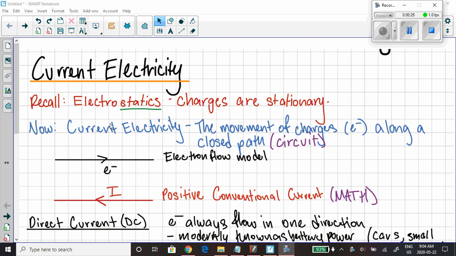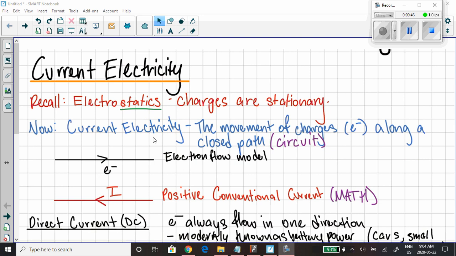And current, like the current of a river, right? Water is moving. It is the movement of charges, and we're talking about electrons here along a closed path. And that closed path is usually called a circuit, from the French word circuit.